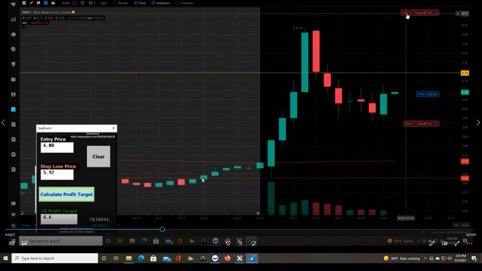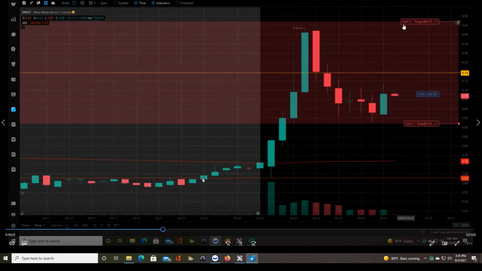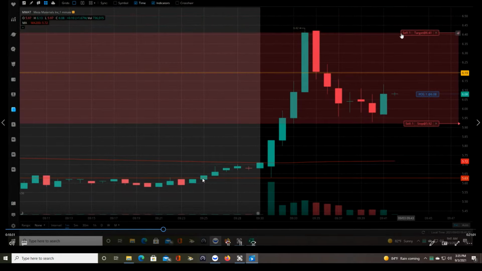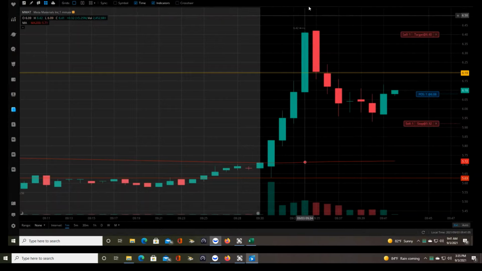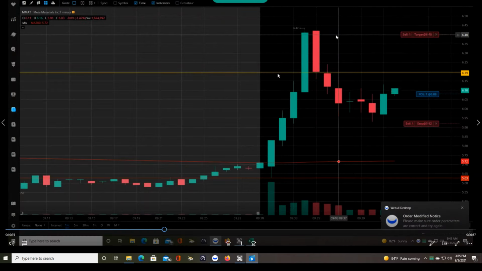It doesn't have to be the exact same one that I use, but you have to come up with some kind of system. Otherwise, you're not going to know what to do when you're under pressure. So here we go. Everything's all set. I am a lot more confident that this trade is going to work out. It's looking really strong right now.